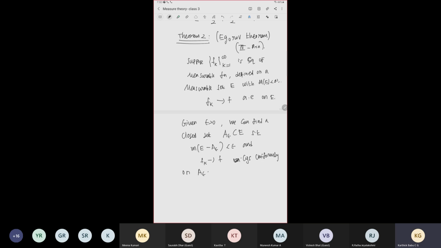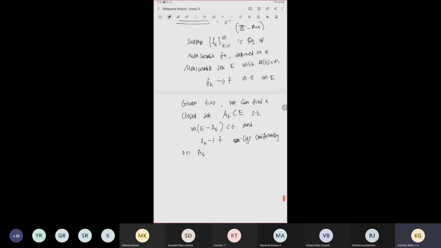This subset A differs from E by a very small set; we can make that set very close to E. That's what this statement is. So nearly all the convergence is uniform convergence, except on a very small set, however small we want. So this is the third principle.